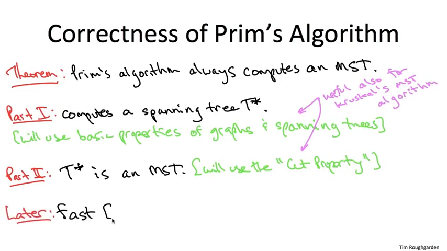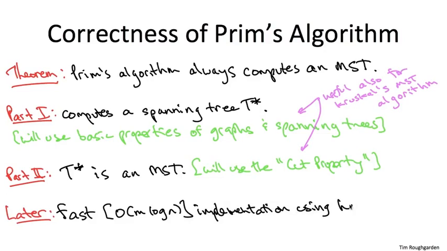For those of you who would much rather talk about running time than correctness, don't worry, your time will come. After we wrap up this correctness proof, I'll address how do you implement Prim's algorithm quickly. In particular, using heaps, we'll get the running time down to the near linear bound of O of m log n.